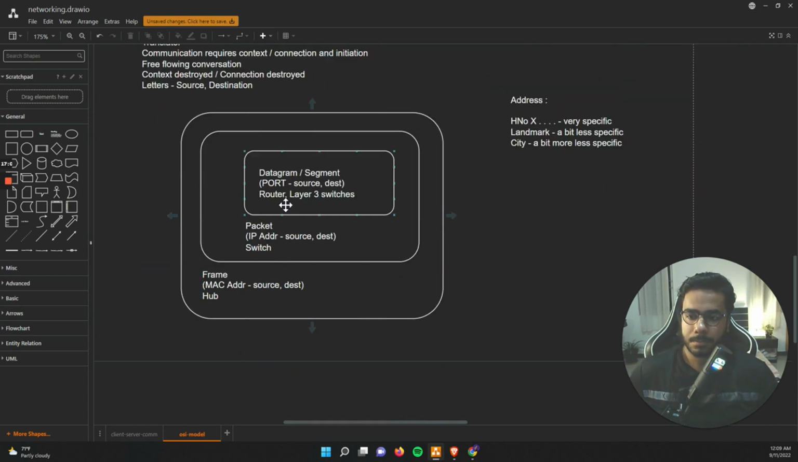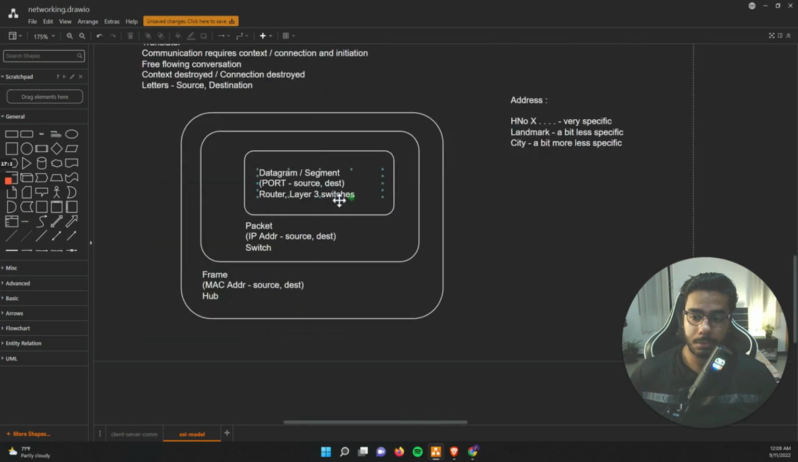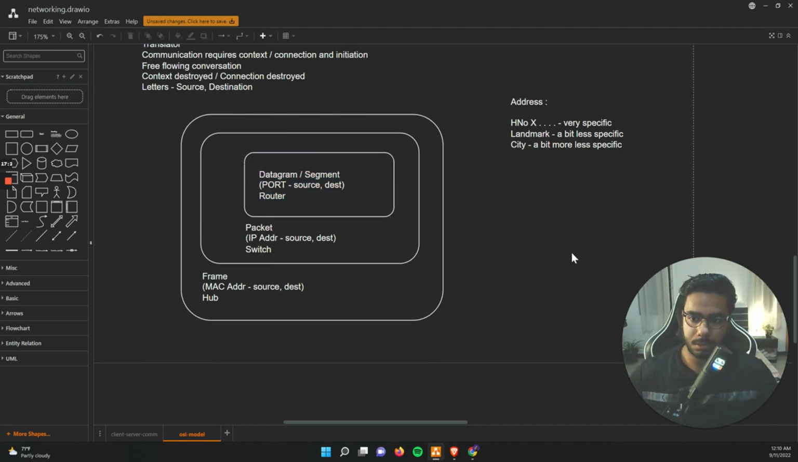So what we have here is, my bad. Let's remove this for now. Maybe by mistake I said layer 3 as this one, but yeah, sorry.